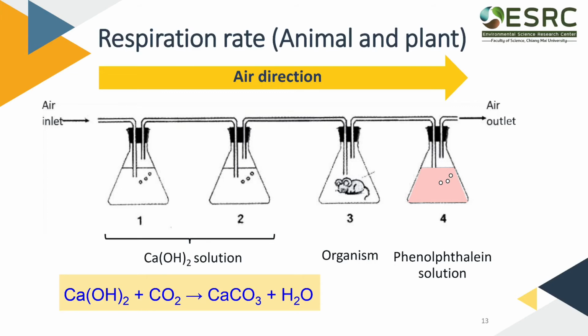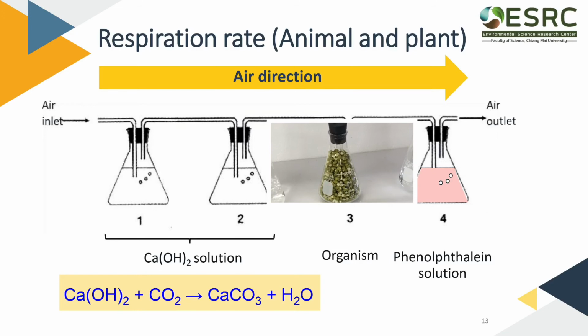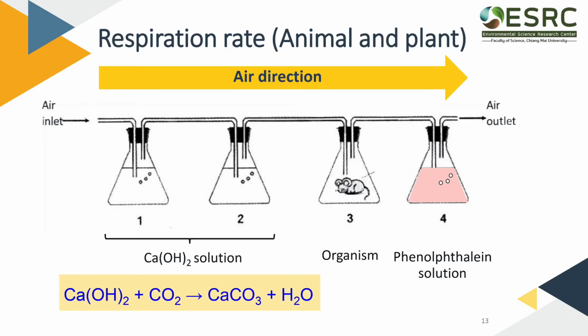Then put an amount of germinating bean seeds in flask number 3 and put 100 ml of phenolphthalein solution in flask number 4. Remove the air from flask number 4 using a water suction pump. The outside air will go through flask number 1, 2, 3, and 4 respectively. Make sure that there are air bubbles in every flask.